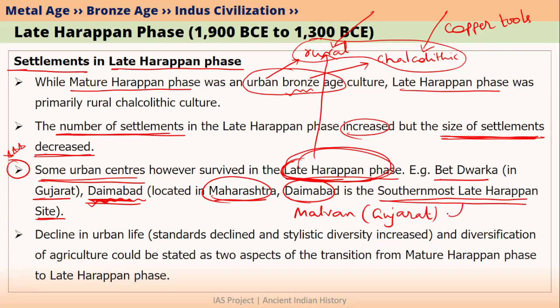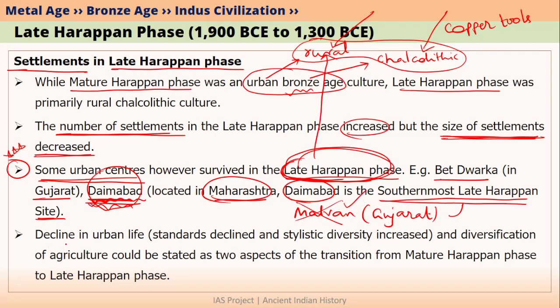So both these may be useful for you from the point of view of the prelims exam. However, if a question is asked in the prelims exam like, what is the southernmost Harappan site? Then it would be Daimabad. Because when you just say Harappan site, you have to include pre-Harappan sites as well as late Harappan sites. That is why the correct answer would be Daimabad and not Malwan. If Daimabad is not given in the options, then you have to select Malwan.